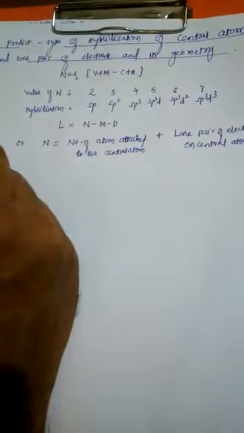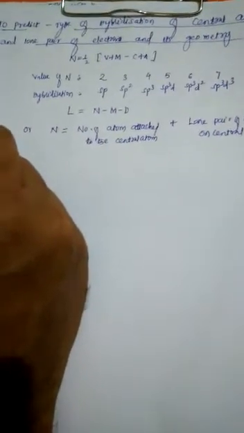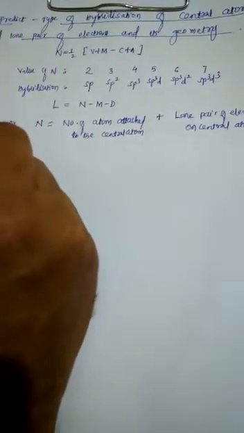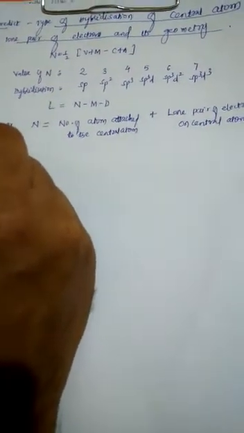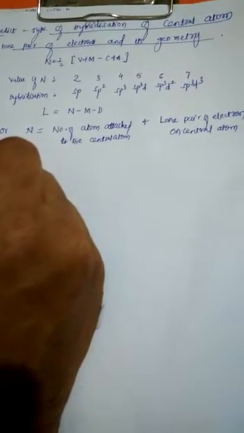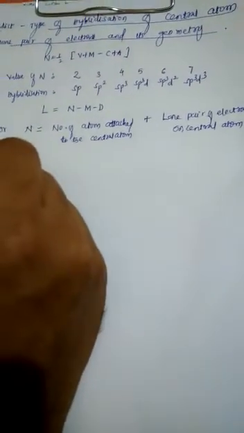Dear students, today I am sharing a few important tricks from the chemical bonding chapter. The first one is how to predict the type of hybridization of the central atom, the lone pairs of electrons, and the geometry for a given molecule.